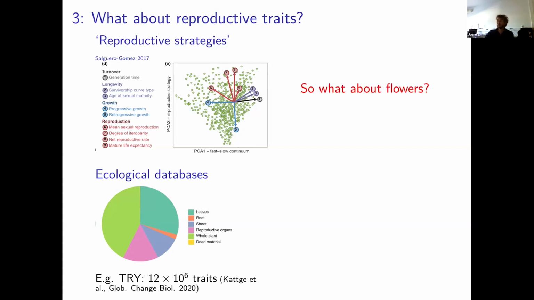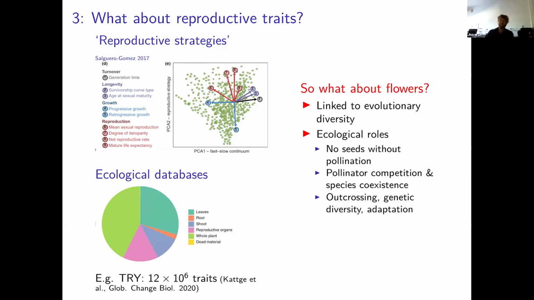So we asked how we can fit flowers in these frameworks, because we know flowers are linked to evolutionary diversity, species diversity. They have important ecological roles. I think nobody will deny that. So you can't have seeds if you don't have pollination in the flower first. There is pollinator competition among species, but it also leads to species coexistence. And also very important is pollination, and the way you're pollinated also influences the outcrossing. It influences genetic diversity and the capacity of adaptation. So can we integrate these flowers, and what happens actually before the seed is produced, into these reproductive strategies?